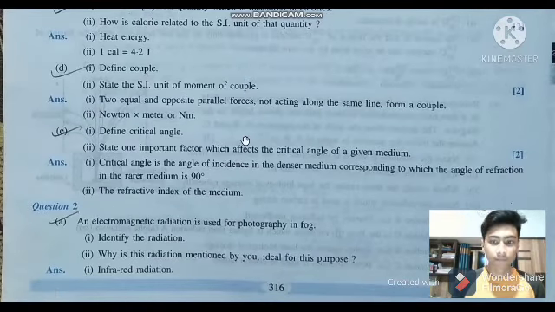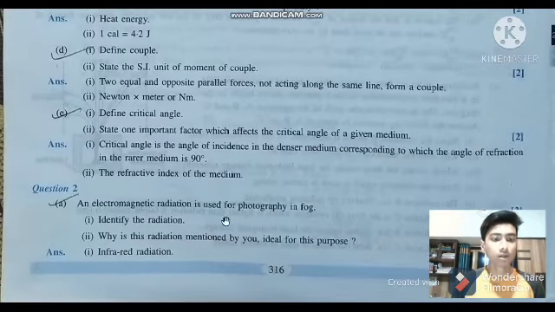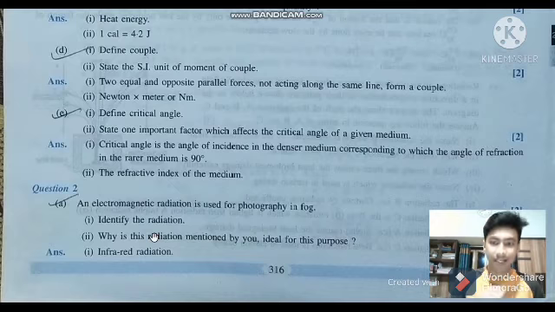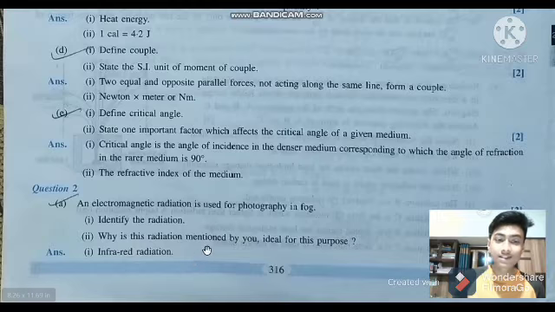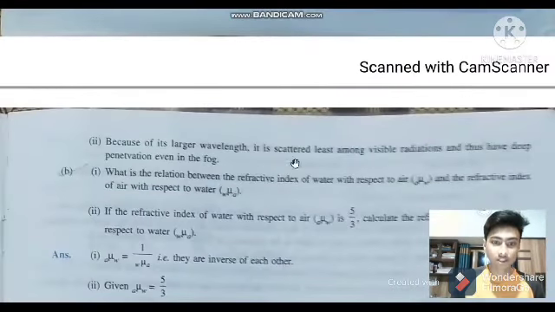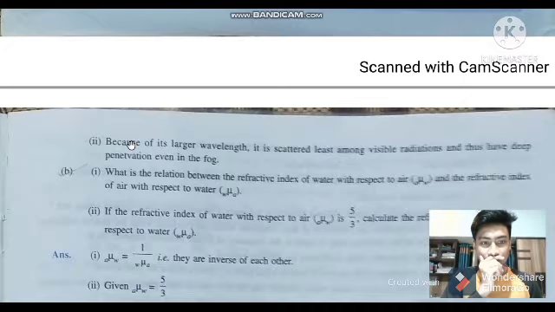It's question number 2. It states an electromagnetic radiation is used for photography in fog. Identify the radiation. Obviously that is infrared radiation, because of its high wavelength the rays scatter less. That's the main property. See, that's the reasoning. Why is the radiation mentioned by you ideal for the purpose? That will be the answer: because of the larger wavelength, it's scattered least among the visible radiations and thus has deep penetration even in fog. It was also used in the warfare times.